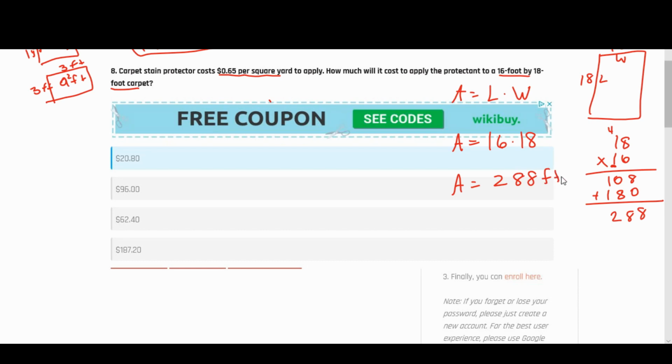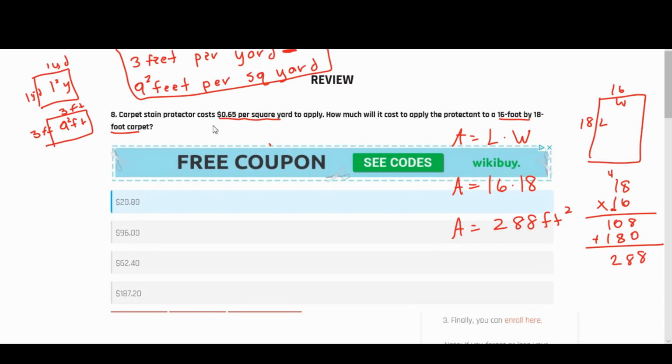288 feet squared. And again, the answer's in yards, but I haven't converted this to yards yet. This is feet squared. So I'm going to have to use this second conversion, 9 square feet per square yard, so I can solve this problem. So I'm going to make the conversion right here. And that's going to be 288 over 9 to convert square feet to square yards.